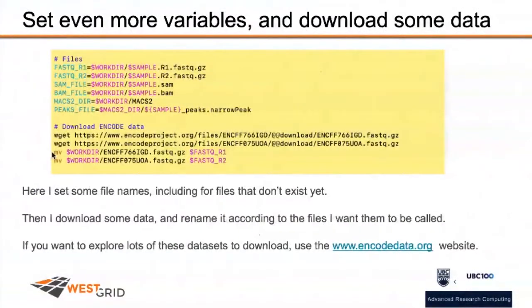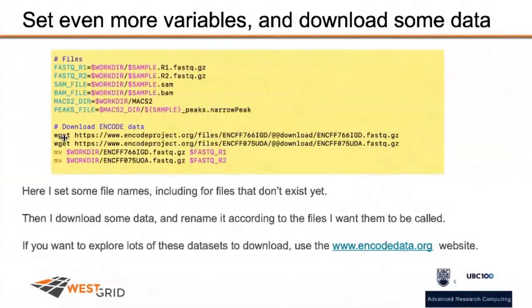Then we set some more variables, and we're going to download some data. The next variables we're setting are FASTQs. This is going to be the path to the first FASTQ file, the path to the second FASTQ file. And again, you can see we're referencing these previous variables that were listed above. We're also going to set a max directory and a peaks file name, and you'll see where we use each of these variables in the commands below.